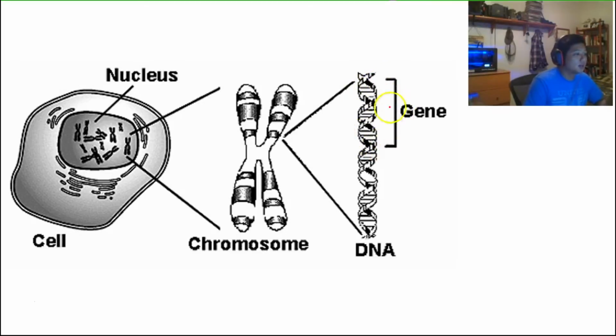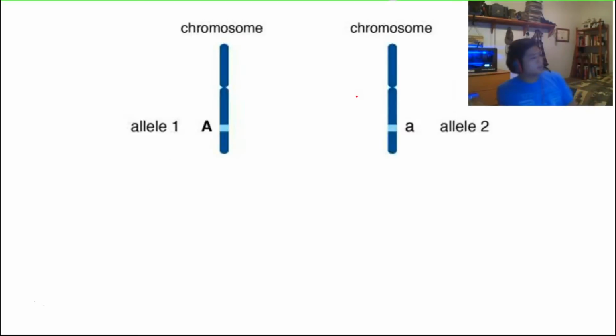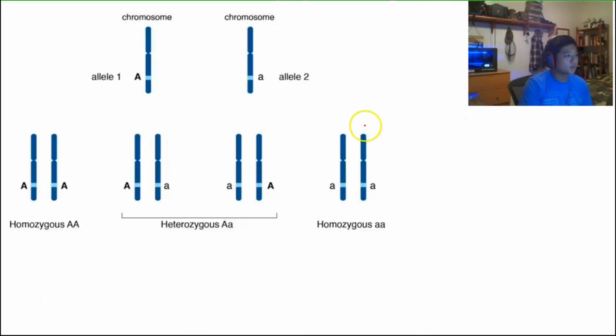It's a segment of DNA that codes for a specific trait. Now, genes can have different versions because we get one set of chromosomes from mom, one set of chromosomes from dad. We can have different versions of the same gene, and we call those alleles. And alleles can be represented by capital letters or lowercase letters.